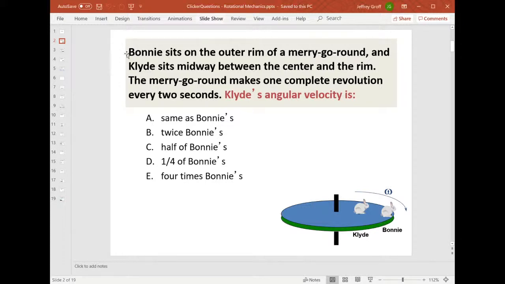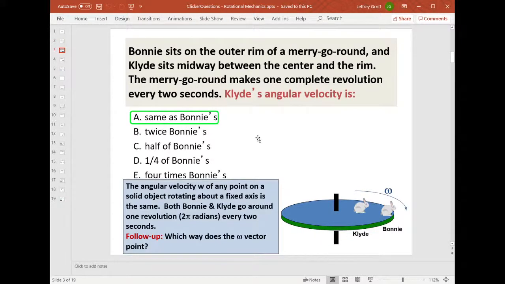But let's go to the next question. All right, the angular velocity omega of any point on a solid object that rotates about a fixed axis is the same. Both Bonnie and Clyde go around 1 revolution every 2 seconds. There's a follow-up question here. Let's see if you know the answer. Well, no, it's not a poll question. Which way does the omega vector point? So this would be an application of a right-hand rule.